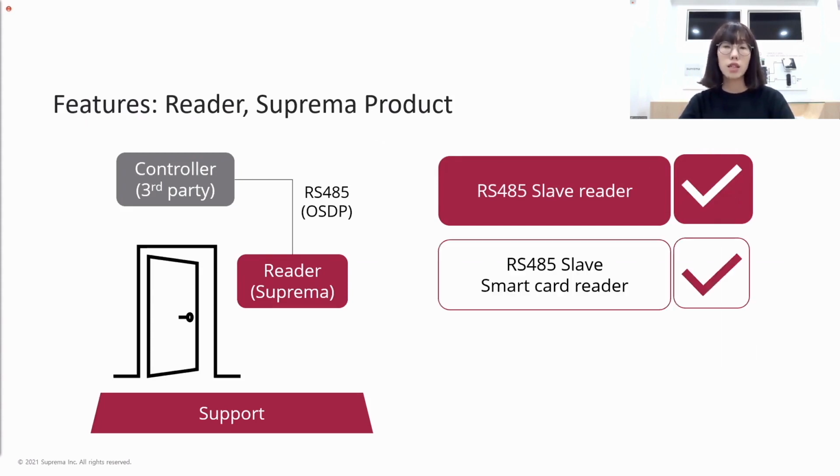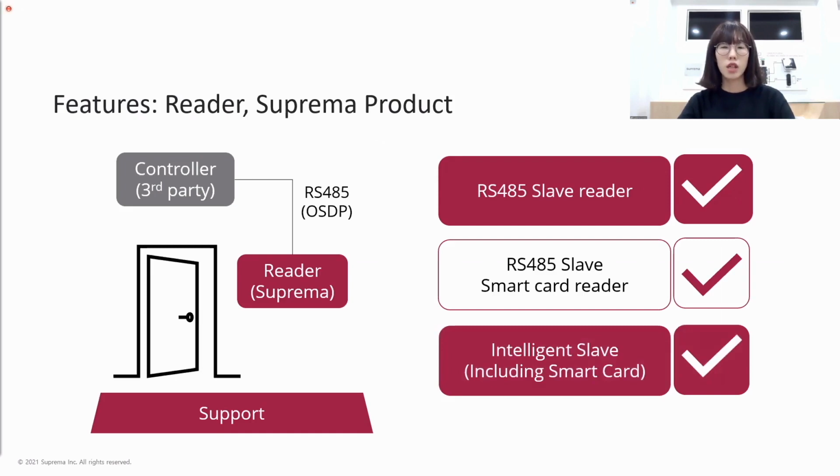Second, it is a slave device as a smart card reader. Once there is a smart card detection and user authentication on the device, the card number is transferred to the controller. The above two are features previously provided by Suprema as an OSDP reader.